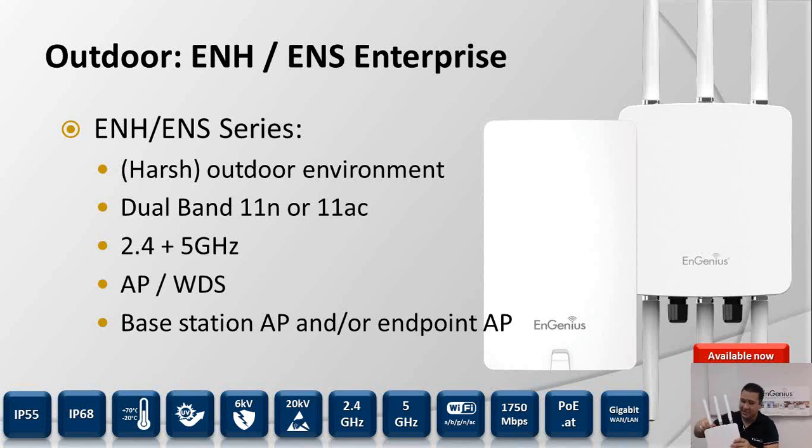The antennas are detachable. So standard, it comes with these antennas. It's a 5 dBi antennas, but if needed, you can also replace them with other antennas. For instance, if you have a directional deployment, then it would be possible to replace them.